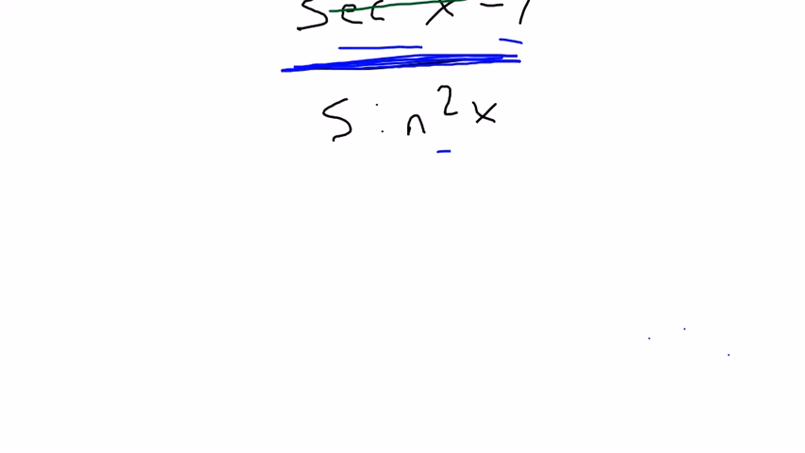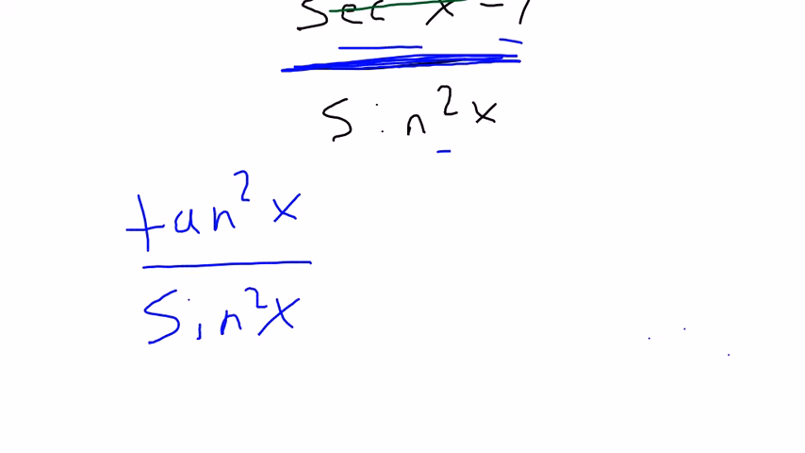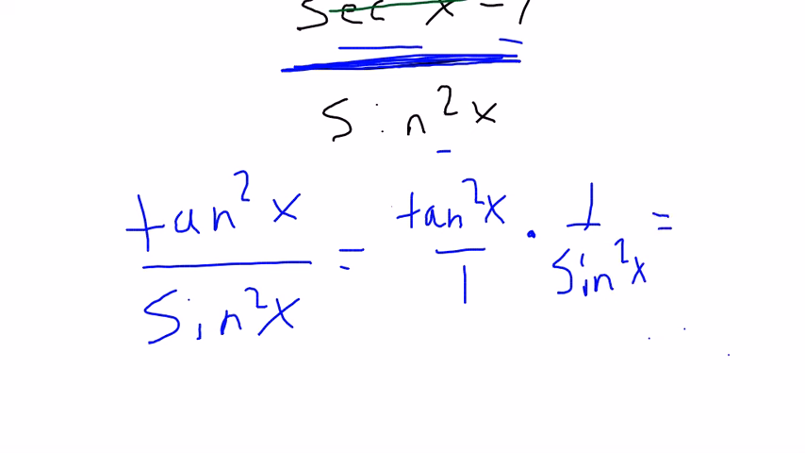Let's rewrite that now. So I have tangent squared on top, sine squared on the bottom. Okay. The next step, I'm going to break it up. I'm going to say that I want tangent squared on top over 1 times 1 over sine squared. Okay. And you may not see this step the first time you see this problem, but the more times you do problems like this, you'll start seeing this step also.